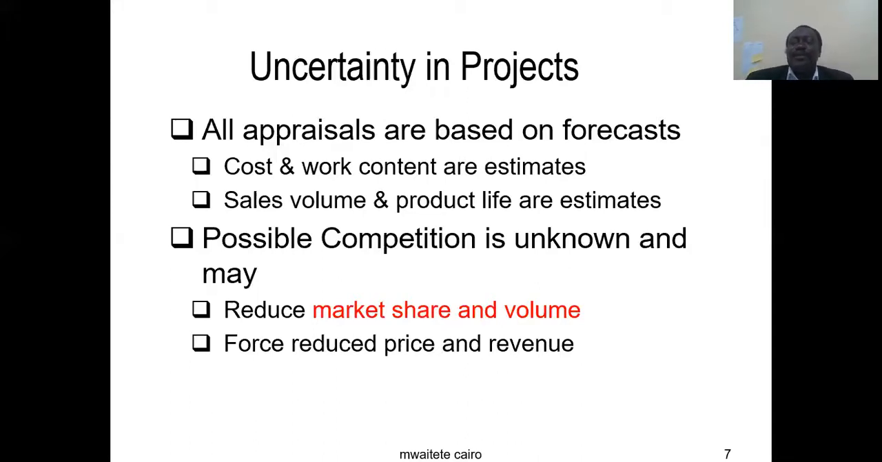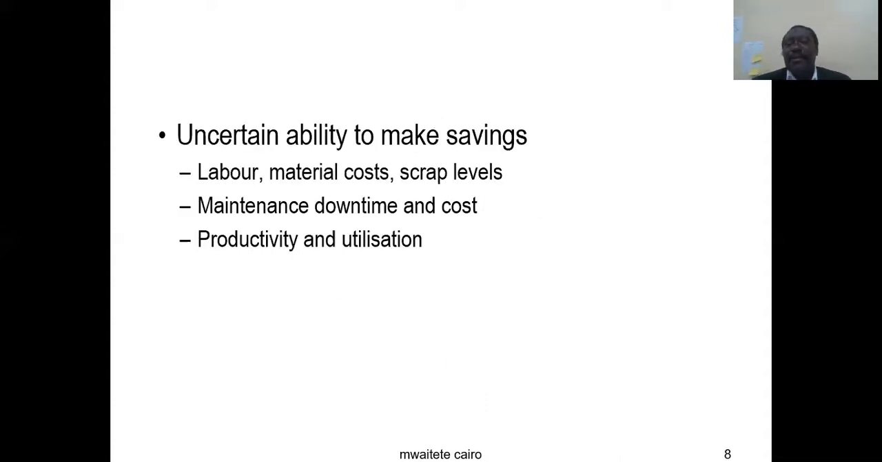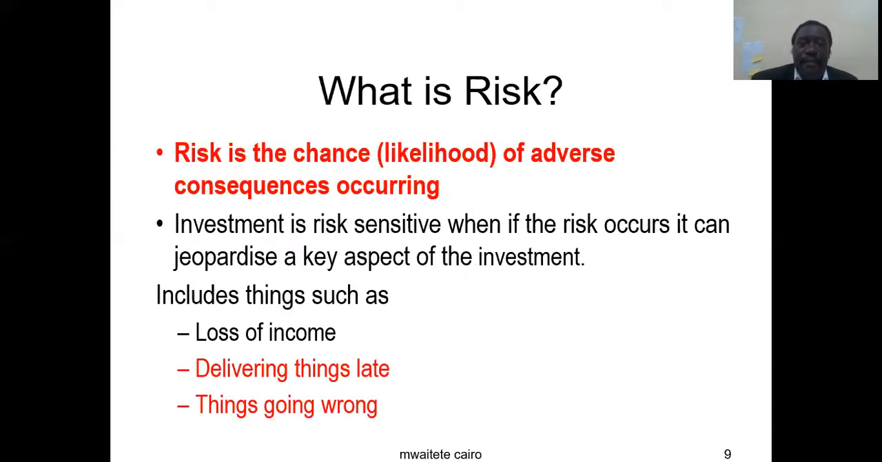There might be a plan, but competition may come and hit your business or your projects. At the end of the day, you may find the market share has gone down, and also prices, due to competition, may fall. So these are the things that you as a manager need to know about.